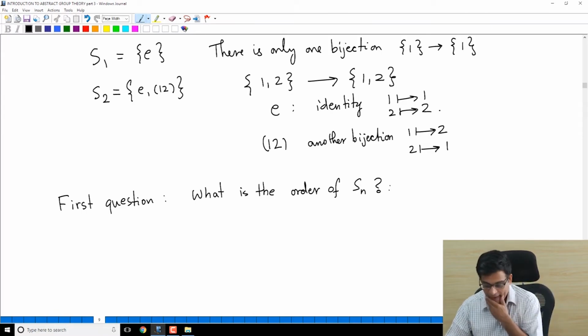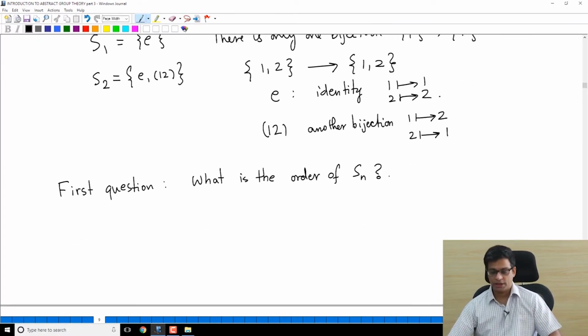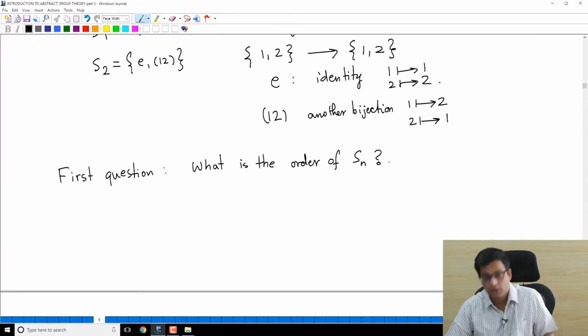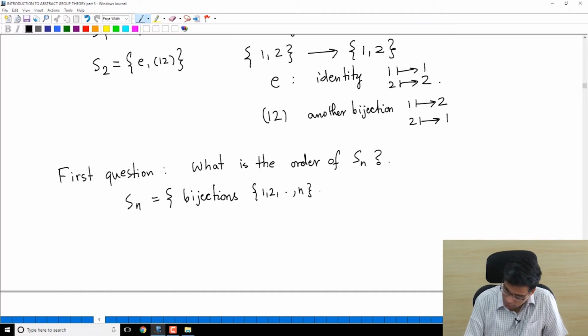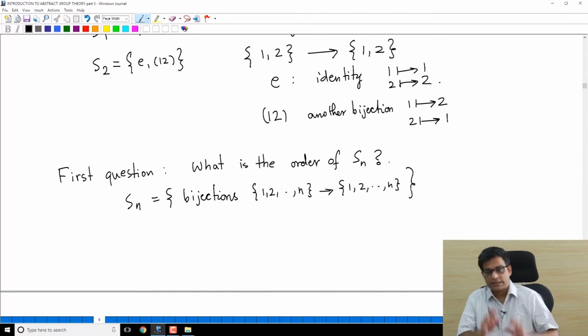Okay, so here we are looking at bijections. It's a simple set theoretic count. Sn is all bijections from 1, 2, up to n to itself. Right? So these are bijections. Let's think for a minute on how to construct a bijection.